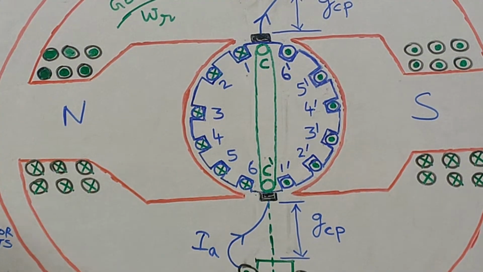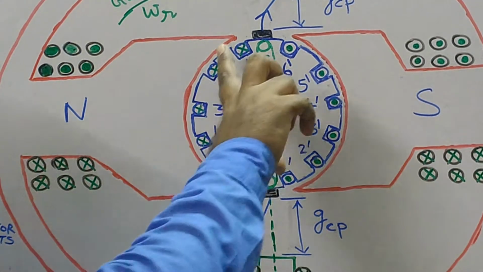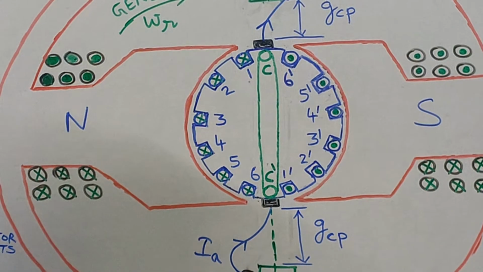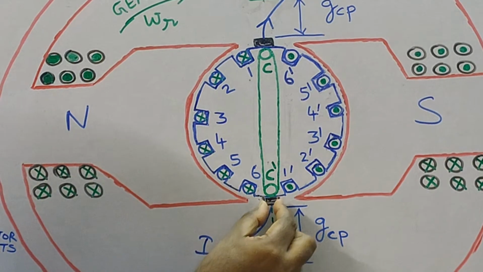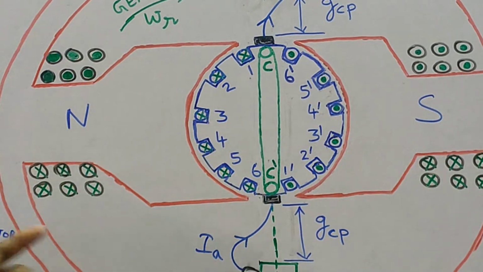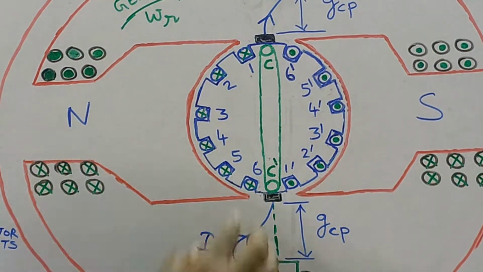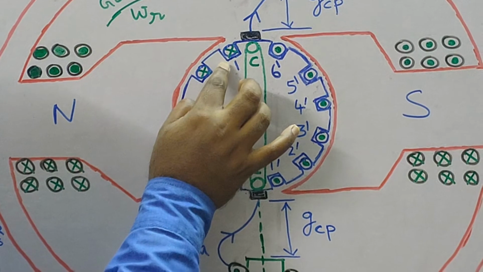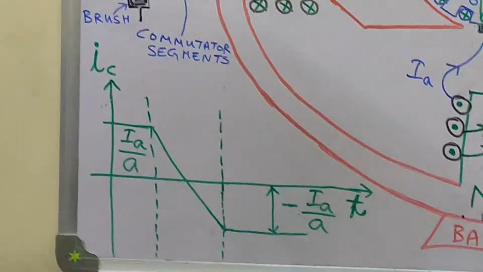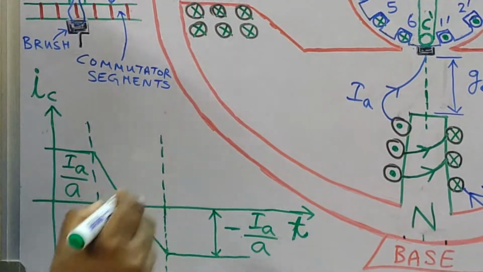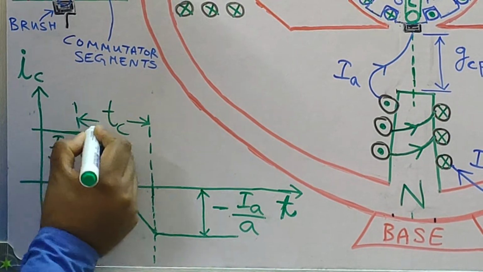Now how much time is needed for this reversal of coil current? The time needed is the time which is needed to traverse the width of the brush. So if this is the width of the brush, whatever time is needed to traverse the width of the brush, that is the time in which the coil current has to change from cross to dot and from dot to cross. This time during which the brush width is being traversed is known as commutation time, TC. So it is indicated by TC.